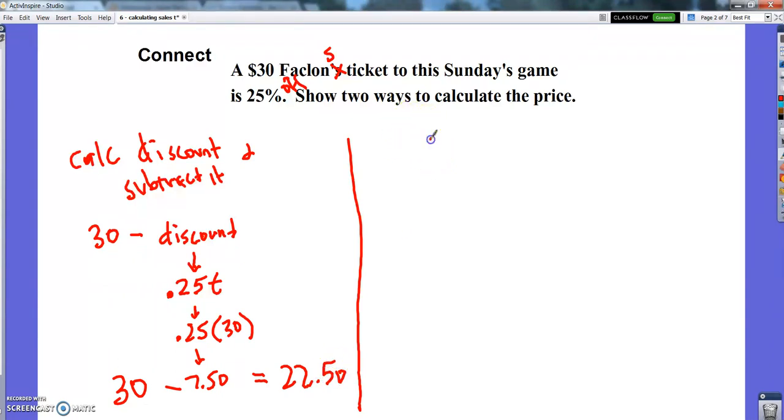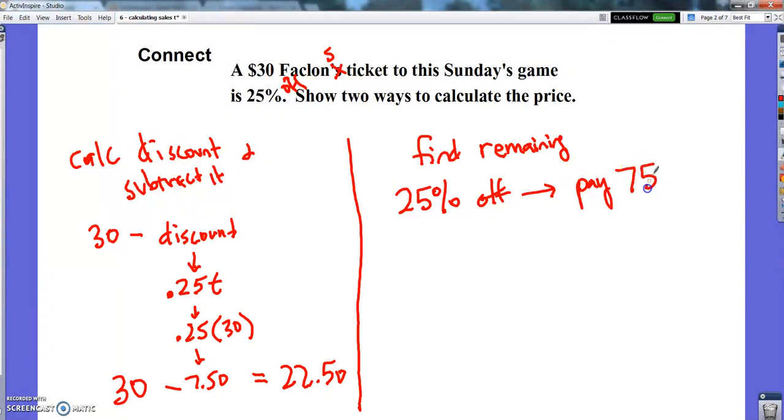My other strategy was just to find the remaining amount. The way I did that, I said, well, if it's 25% off, that's the same as paying the other 75% of the price. So I could just calculate 75% of the 30, and that's going to be the amount I pay, which is also going to be $22.50. So this is like 75% times the price of the ticket. So either one works. They both give you the same answer.